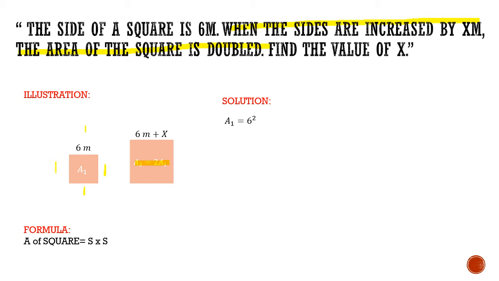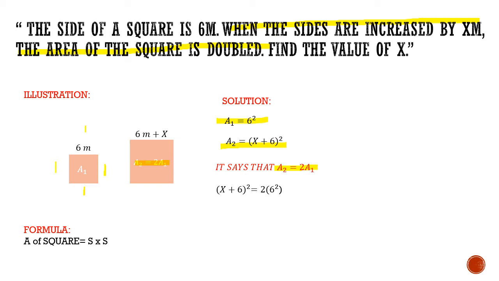For the solution, dahil nga area, A1 is equal to 6 squared. Well, A2 is equal to x plus 6 squared. It says that A2 is equal to 2A1, kasi nga daw, the area is doubled kung mag-i-increase daw ng x meters yung ating side. Kung kaya't, plugging in yung values given to this equation, we have x plus 6 squared is equal to 2 multiplied by 6 squared.